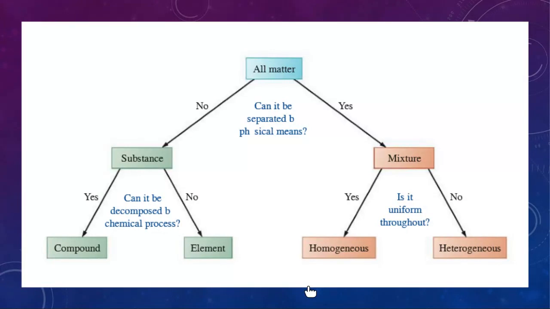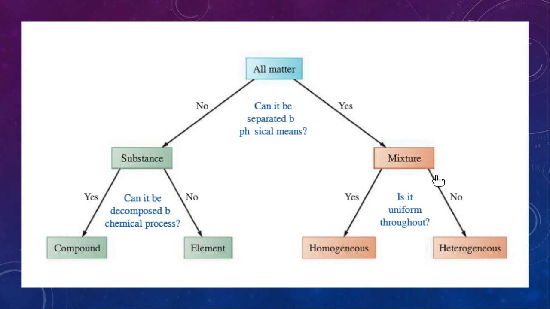At the molecular level, an element consists of atoms of a single type, and a compound consists of two or more different types of atoms, usually joined into molecules. For example, look at the chart here. This is all matter. If matter can be separated by physical means, that means it is a mixture. Okay, don't forget that.